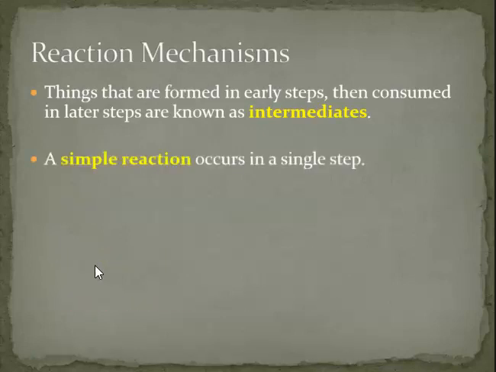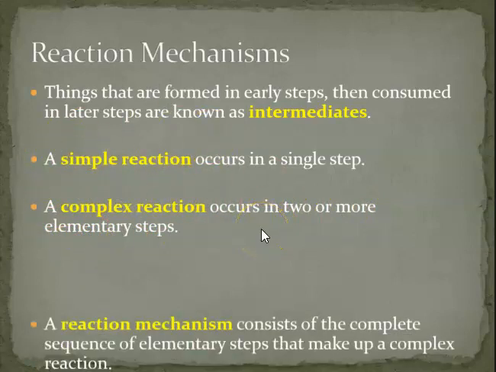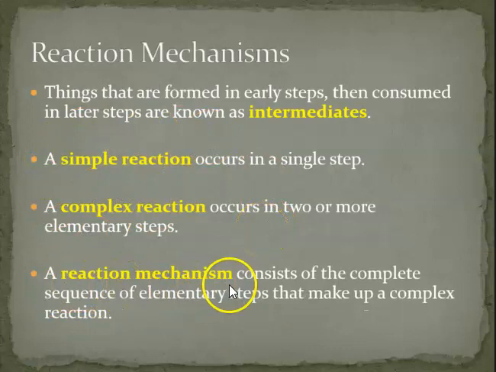A simple reaction, also known as an elementary reaction, is something that occurs in a single step. So it doesn't go by a mechanism. The steps in a reaction mechanism are always simple reactions. They occur exactly as they're written. A complex reaction occurs in two or more elementary steps. So a complex reaction is made up of a bunch of simple reactions. And your reaction mechanism is the complete sequence of elementary steps that make up a complex reaction. And so now we're all on board.